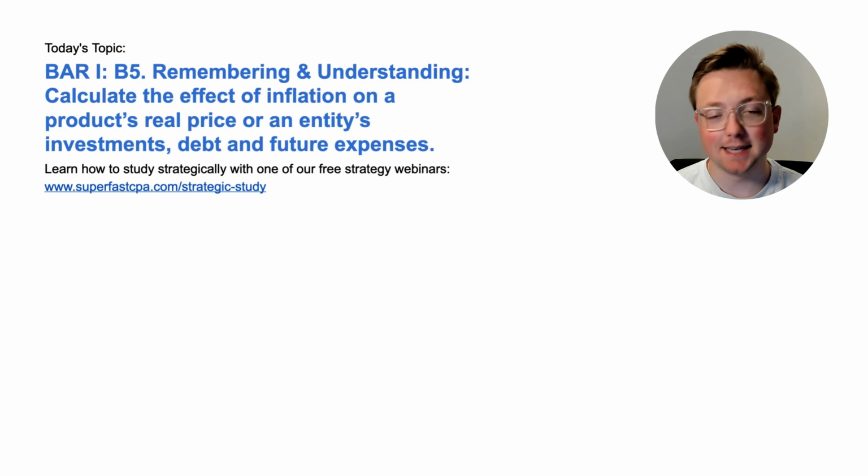I'm Logan, and in today's video, we're going to be going over bar area 1. This is section B5. This is a remembering and understanding topic. Calculate the effect of inflation on a product's real price or an entity's investments, debt, and future expenses. And we're going to be doing that the SuperfastCPA way, which is diving straight into the questions to learn the material.